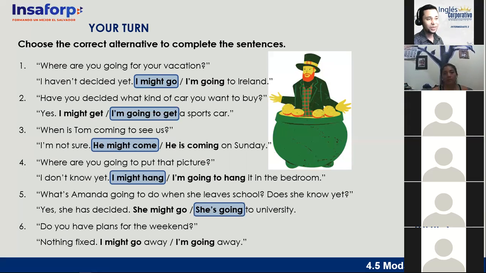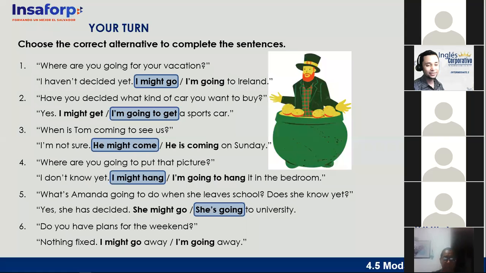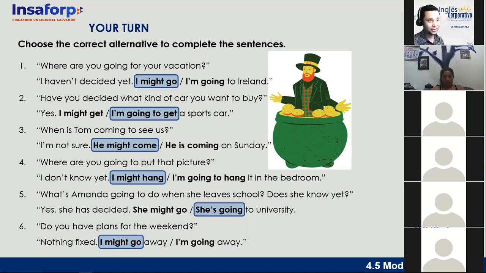Me he dado cuenta de un patrón con estos ejercicios. Siempre que se trata de la última, cuesta más que se anime a participar. Okay, Marvin. Number six. Do you have plans for the weekend? Nothing fixed. I might go away. Correct, Marvin. Very good. Cuando dice nothing fixed, nada arreglado, nada decidido, ¿verdad? Nothing fixed. I might go away. Maybe. Very good, everybody. Congratulations on completing this exercise.